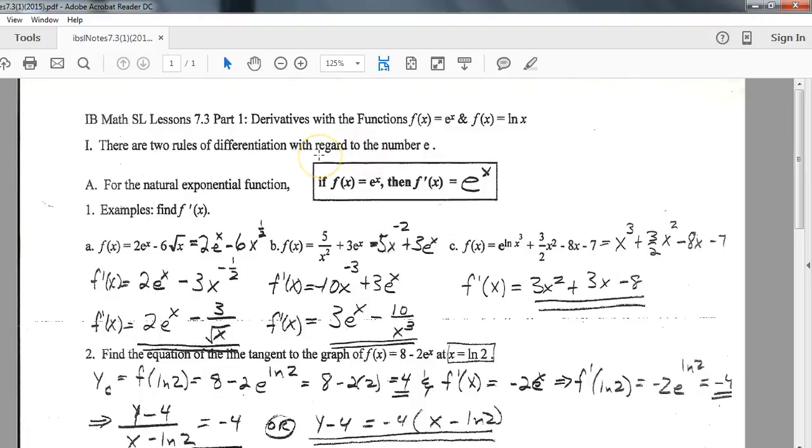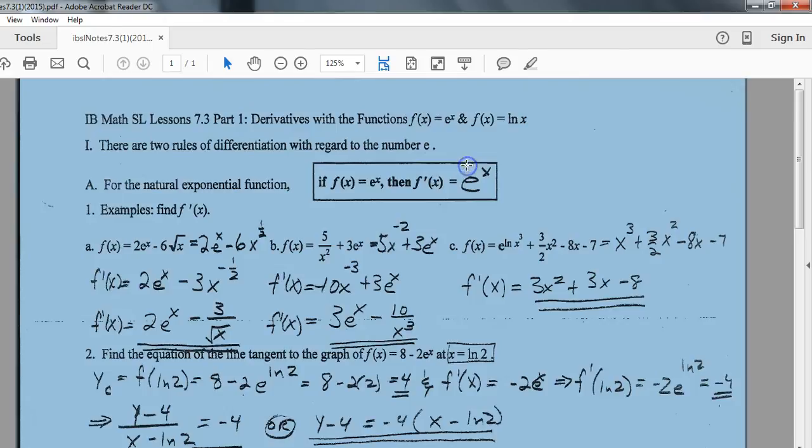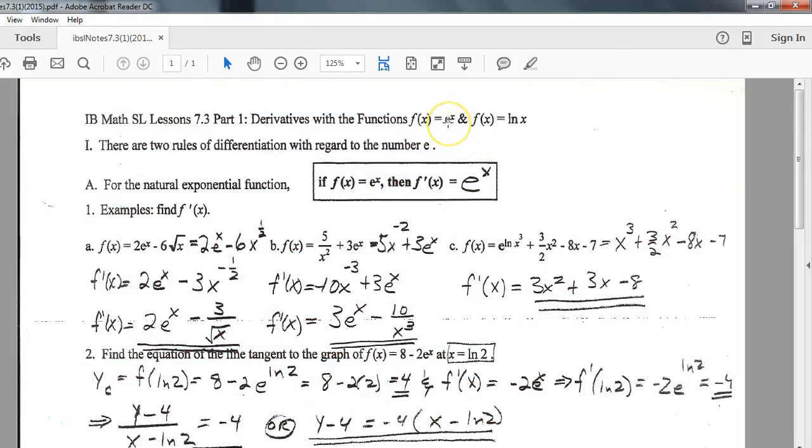As we move into section 3 of chapter 7, looking at just a couple special rules, all of which are in your formula packet. So just always make sure that you're looking in there and you're familiar with what's in the formula packet. But we're looking at two special cases today, one for a function of e to the x as well as the natural log of x. And again, derivatives on both these are in your formula packet.